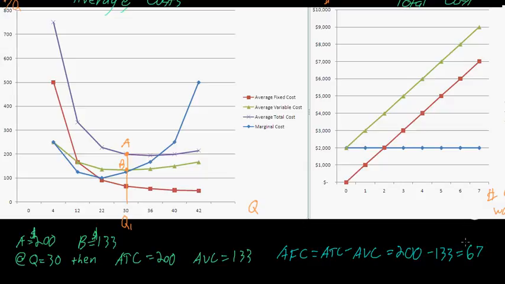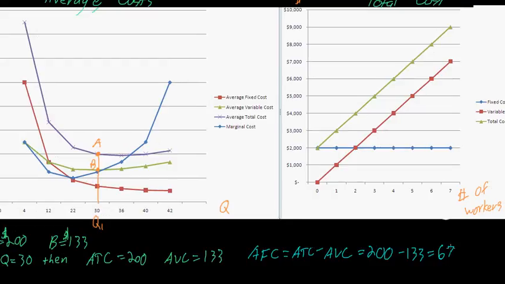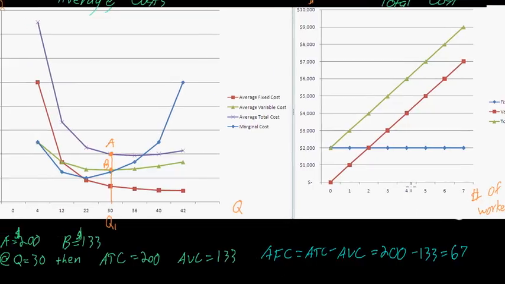And I'm just going to go ahead and say right now that I worked this out ahead of time, so this really should be 66.666 repeating, but we're just going to round up to 67 for now. So that's our answer. We know that our average fixed cost is $67 per unit, dollars per Q.